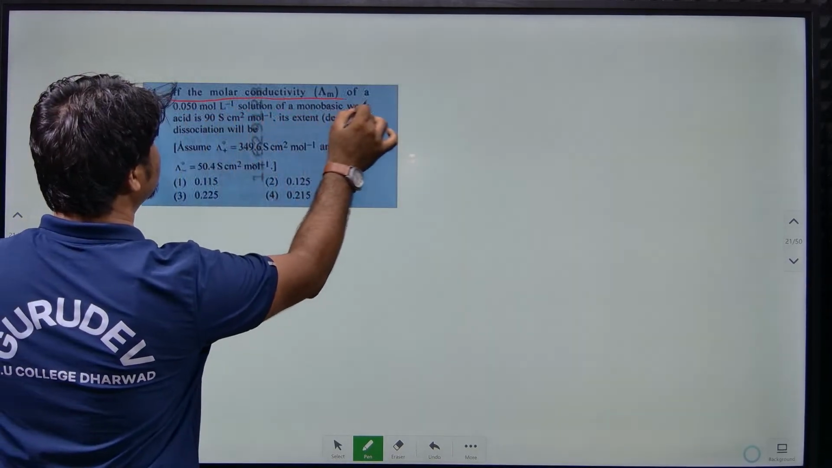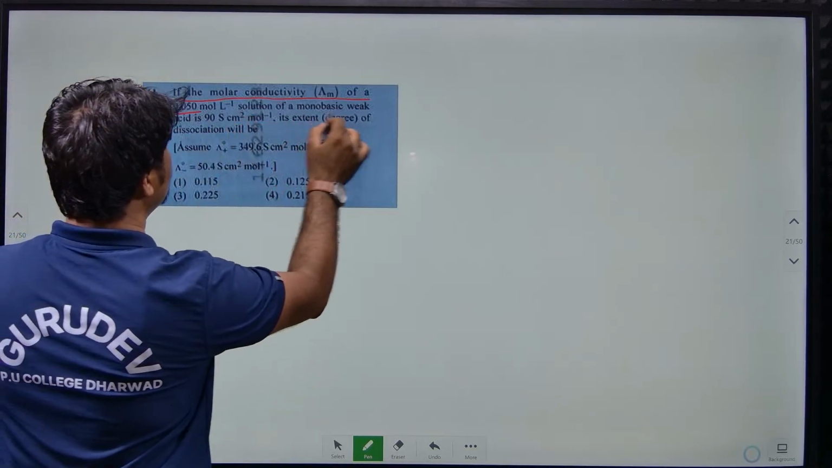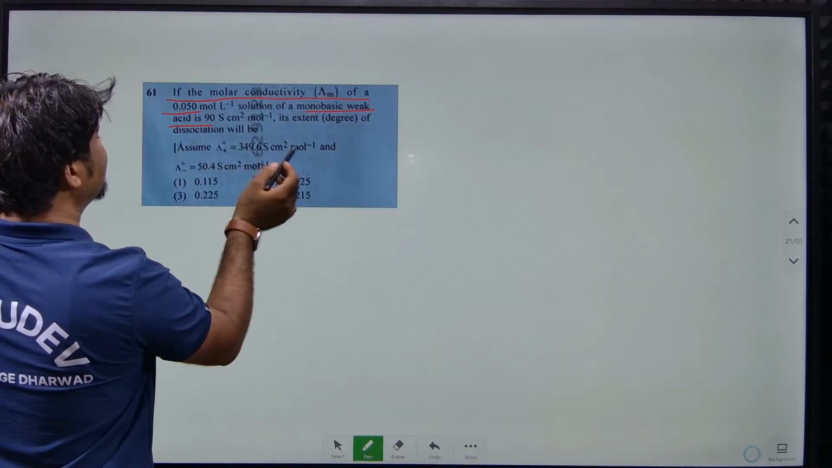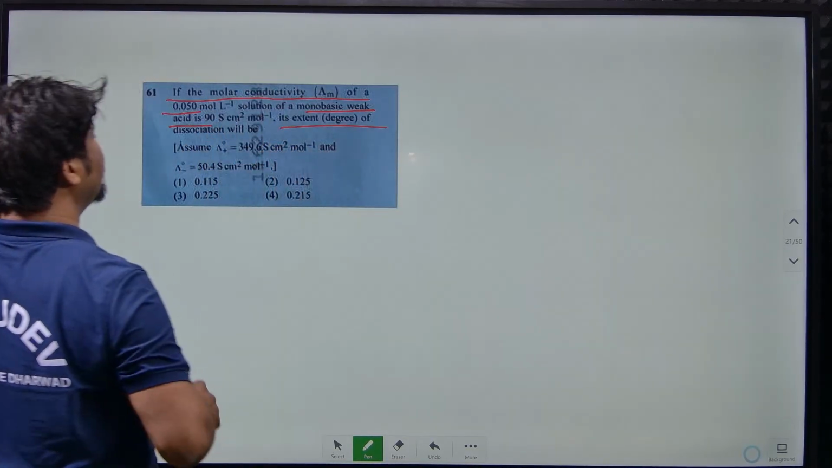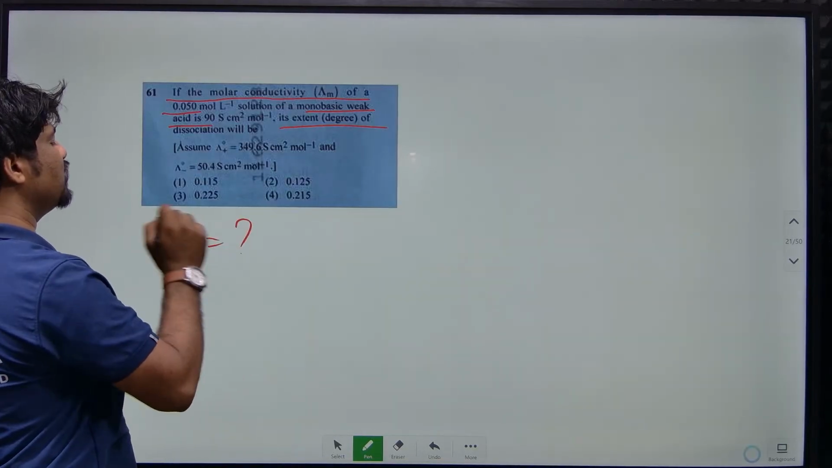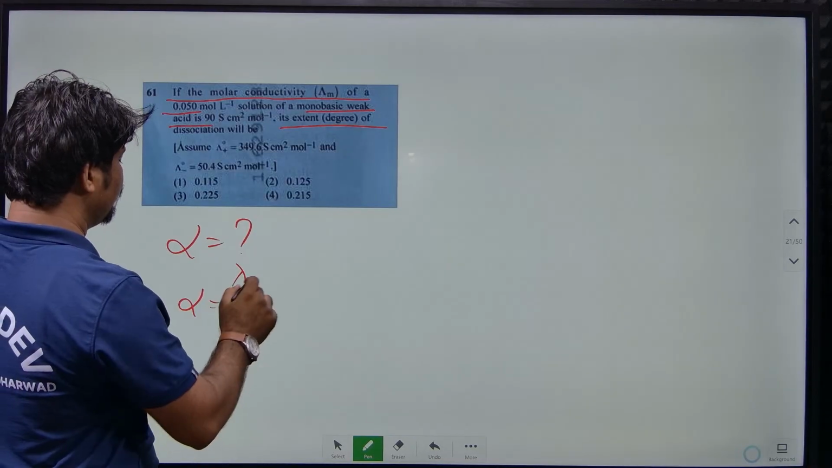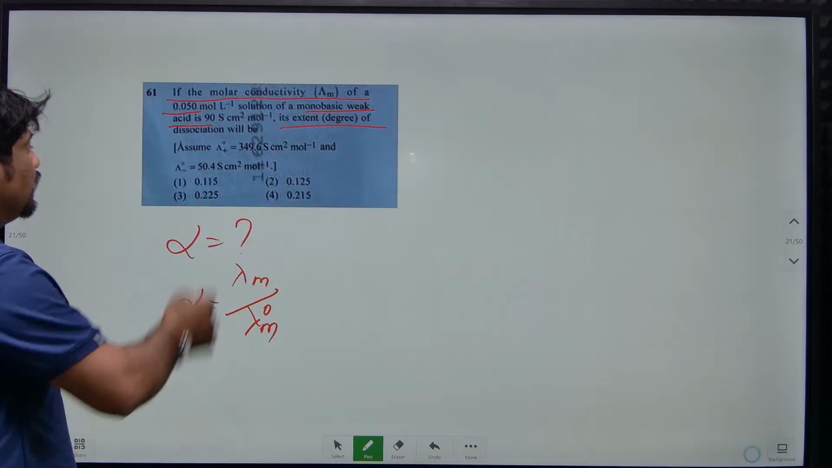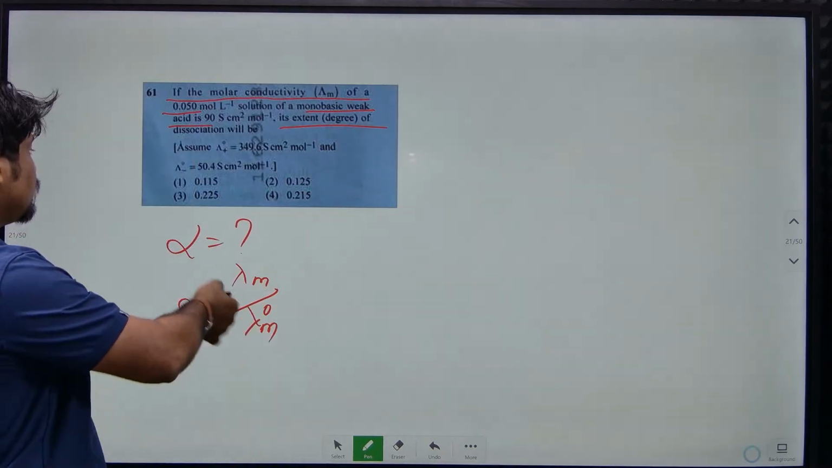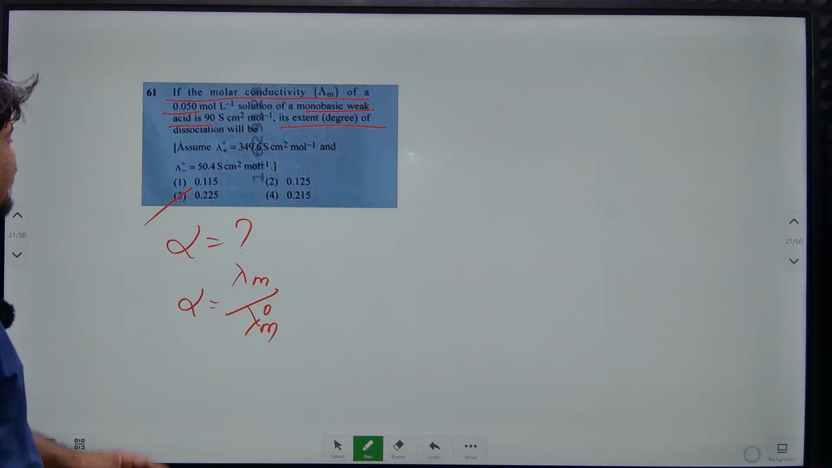If the molar conductance Λm of a 0.050 solution of the monobasic acid is 90 Siemens centimeter square per mole, what is the degree of dissociation? So alpha is equal to Λm divided by Λ0m. Substitute the value and get the degree of dissociation. On simplifying, we are going to get answer 3.